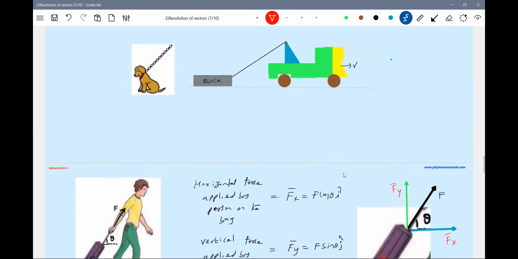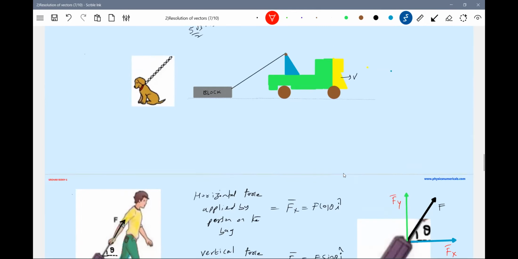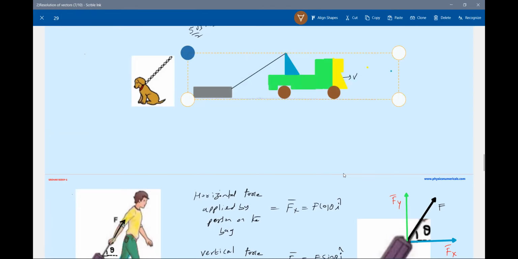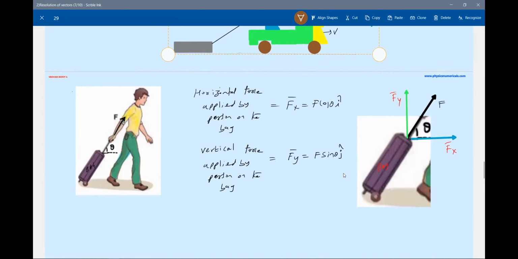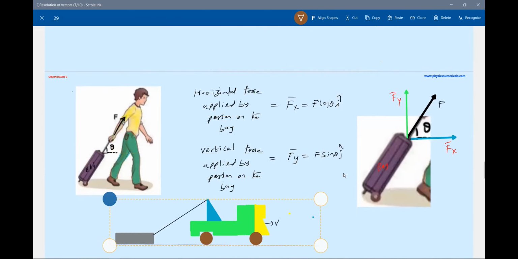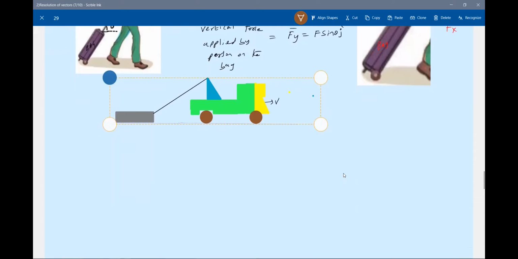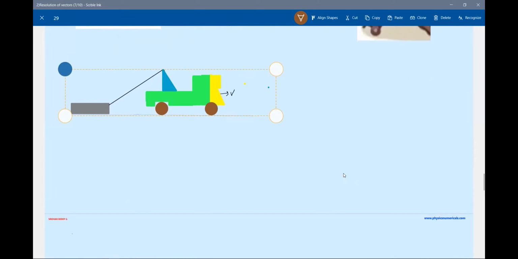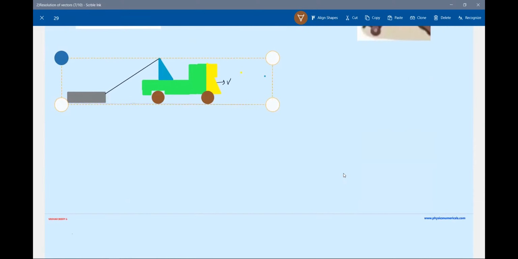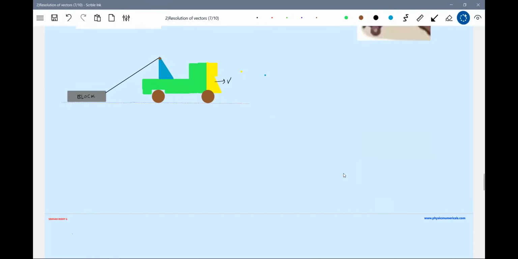Okay, similarly, I'll take the truck, and the dog also. So it's not just mere mathematics, which is what the students think, A bar, B bar. In your everyday life, you do come across several examples. Sometimes you might have seen some truck which will pull a heavy block.